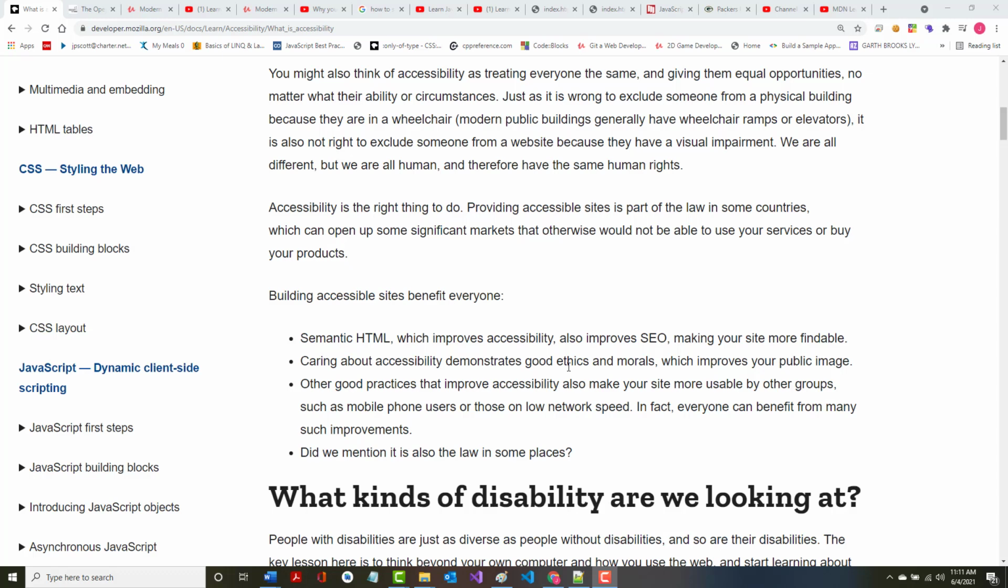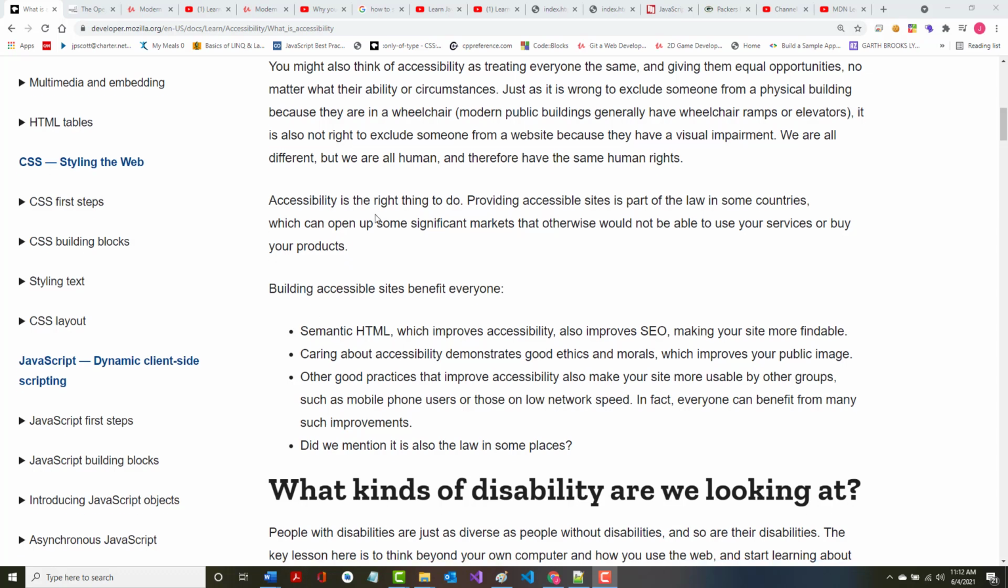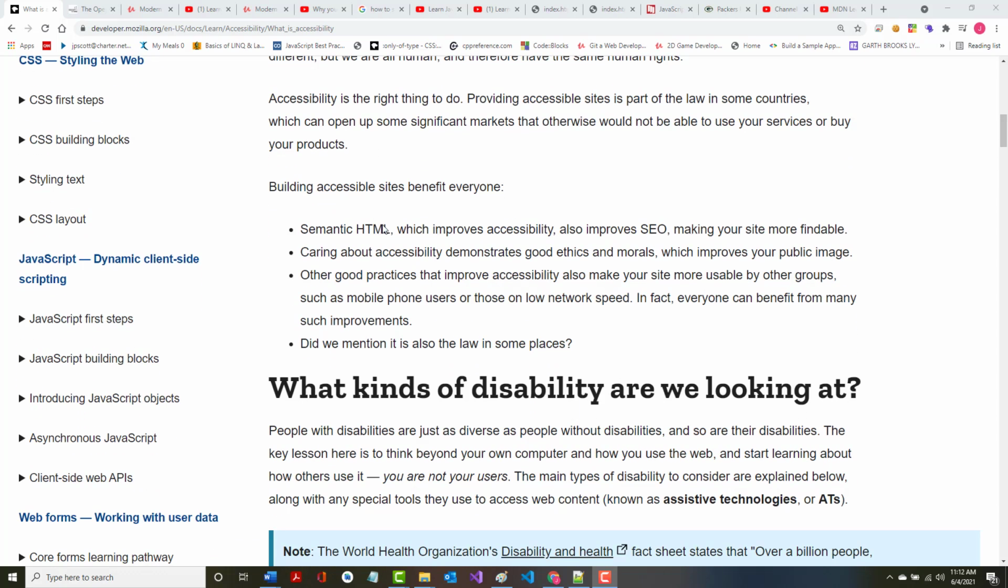Unfortunately, we don't exactly live in a world, or at least in a country, that always does that. No matter what their ability or circumstances. Just as it's wrong to exclude someone from a physical building because they're in a wheelchair, it's also not right to exclude someone from a website because they have a visual impairment. We're all different, we're all human, we're all the same. Accessibility is the right thing to do. And depending on the type of site you're creating, it also may be the law.